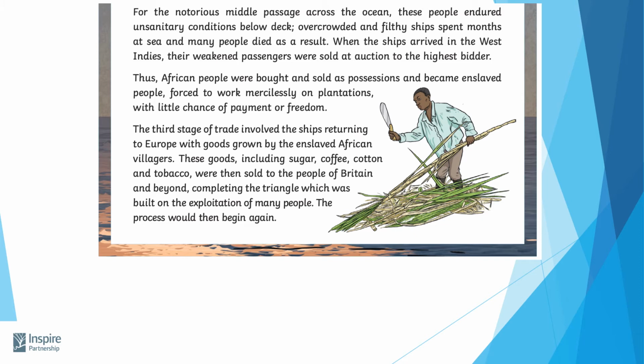The third stage of trade involves the ships returning to Europe with goods grown by the enslaved African villages. These goods included sugar, coffee, cotton, and tobacco, and were then sold to the people of Britain and beyond, completing the triangle which was built on the exploitation of many people. The process would then begin again.